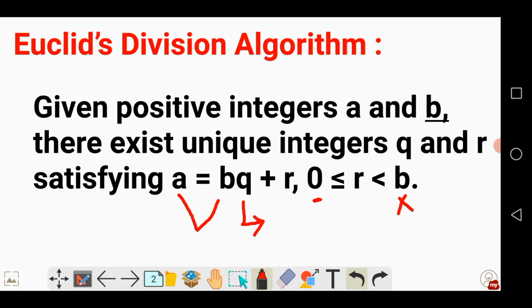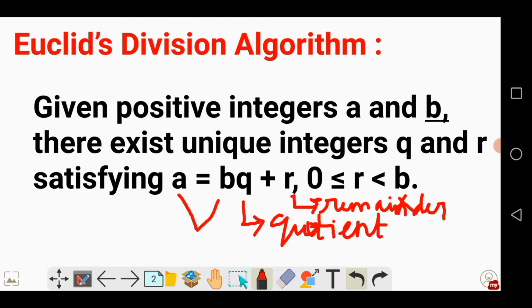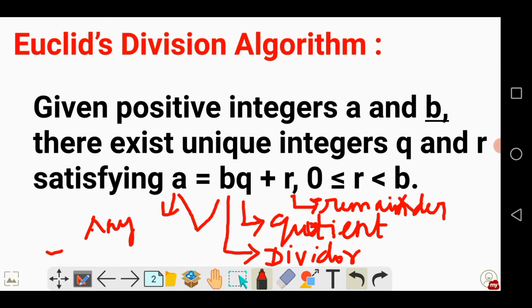This is the quotient, and r is the remainder. So that is the definition. Do you understand this? a and b are any two integers, and b is the divisor. That is the positive integer, so b is the divisor, and a is any positive integer. So that is the definition.